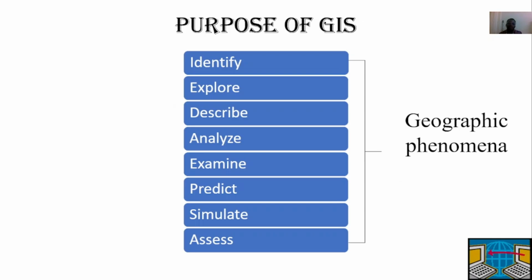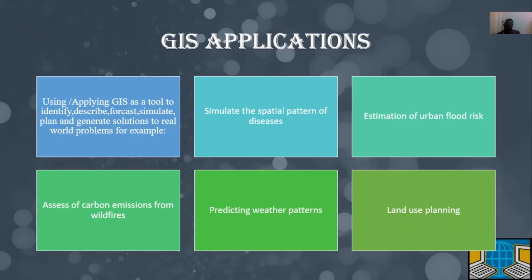So what is the purpose of GIS? GIS is used to identify geographic phenomena, to explore a geographic phenomenon, to describe, analyze, examine, predict, simulate, and assess a geographic phenomenon. Okay, so these are some applications of GIS.